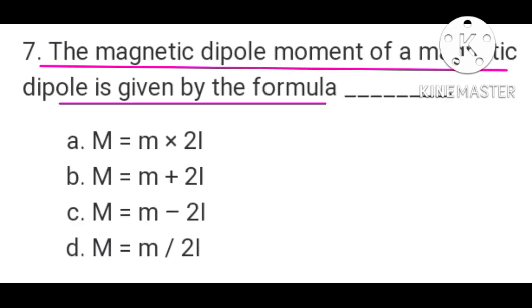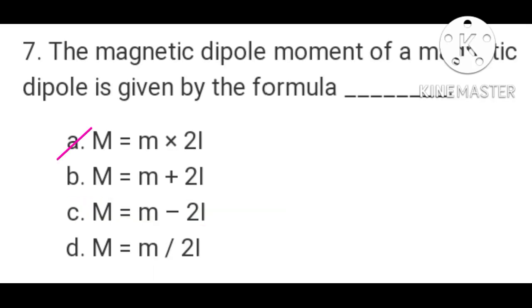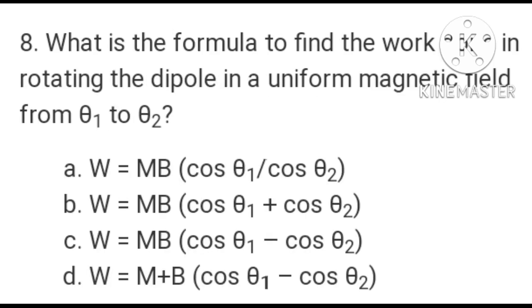Question number 7. The magnetic dipole moment of a magnetic dipole is given by the formula. Explanation. The magnetic dipole moment of a magnetic dipole is given by the formula M = m × 2l, where m is the pole strength and 2l is the dipole length directed from south to north. So A is the correct option. The magnetic dipole moment of a magnetic dipole is given by the formula capital M = small m × 2l.